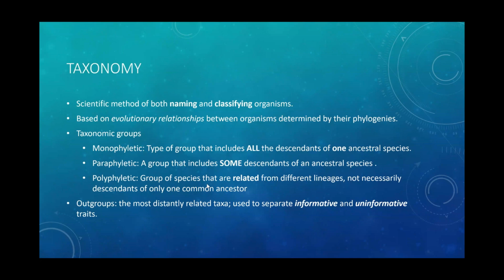Another thing to take into account for taxonomy is outgroups. Outgroups are the most distantly related taxa or species, used to separate informative and uninformative traits.